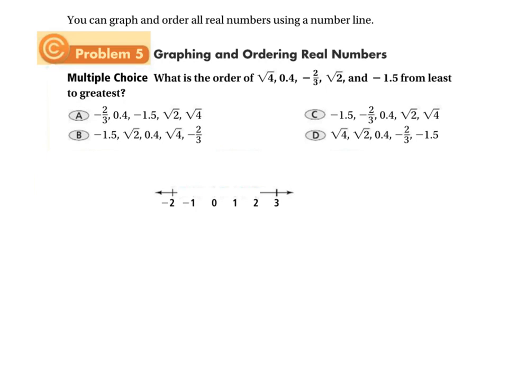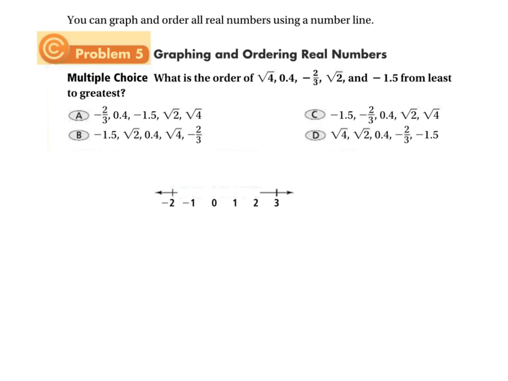All right, so one thing that we can do is graph and order real numbers on a number line. And the problem that they're asking us to do here is, what's the order of these numbers? Square root of 4, 0.4, negative 2/3, square root of 2, and negative 1.5, from least to greatest. So how can we do this?